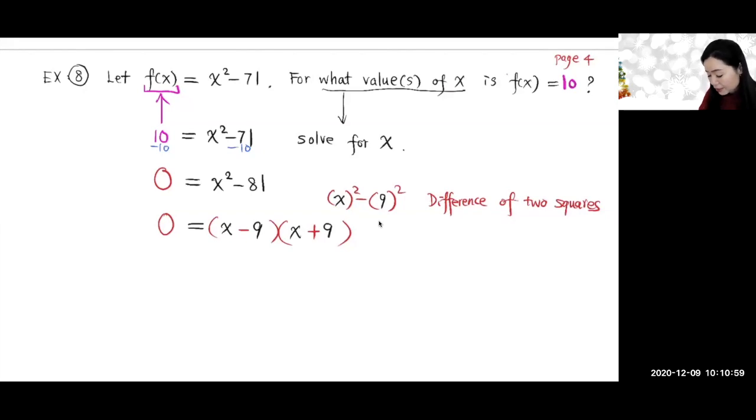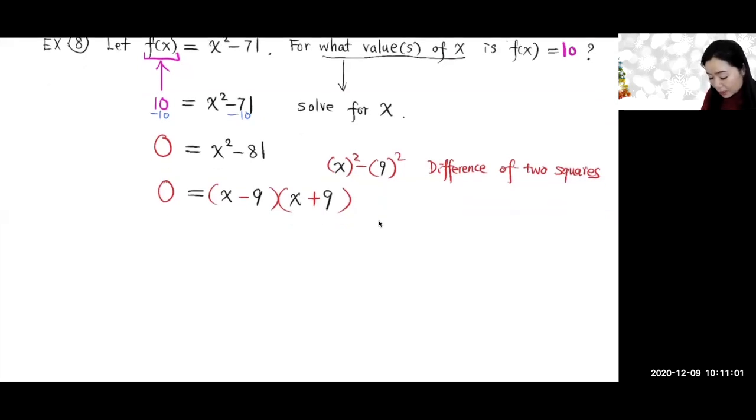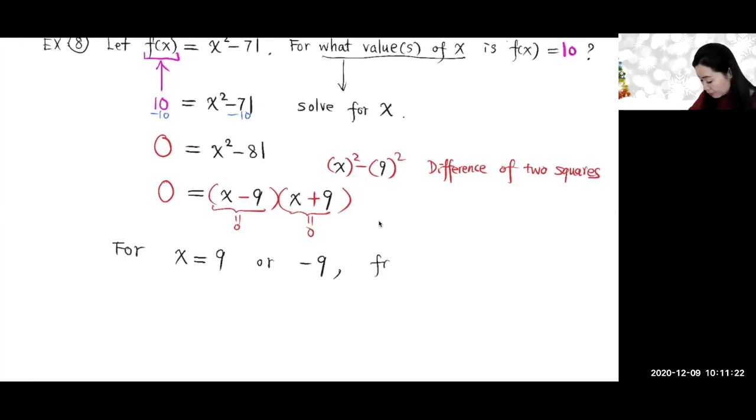So you got two factors. Using the zero factor property, we'll either have this equal to 0 or this equal to 0. So x over here will be equal to 9 or negative 9. So the answer here is for x equal to 9 or negative 9, f of x will be equal to 10. That answers the question.